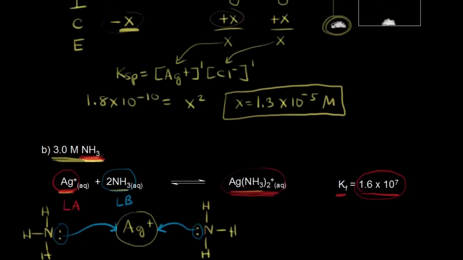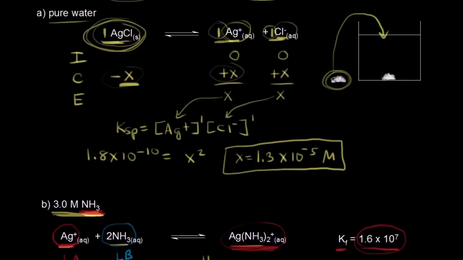So if we go back up here and think about our equilibrium, if we have ammonia present, we're going to be removing silver cations from solution. So we're decreasing the concentration of silver cations, the concentration of one of our products. And Le Chatelier's principle says if we're decreasing the concentration of one of our products, our equilibrium is going to shift to the right to make more. Therefore, increasing the solubility of silver chloride. More is going to dissolve because the ammonia is present, because of the formation of our complex ion.